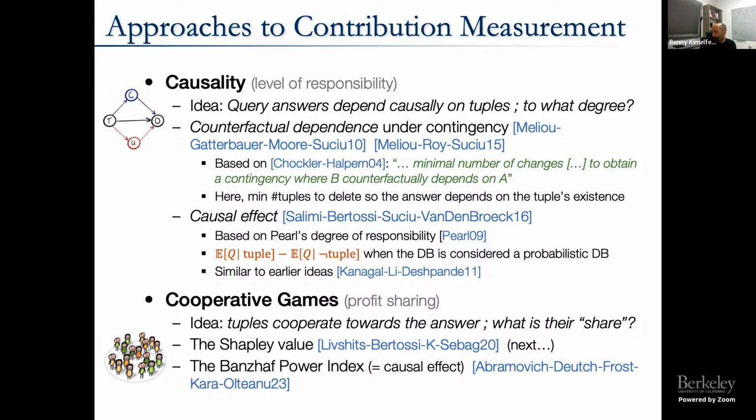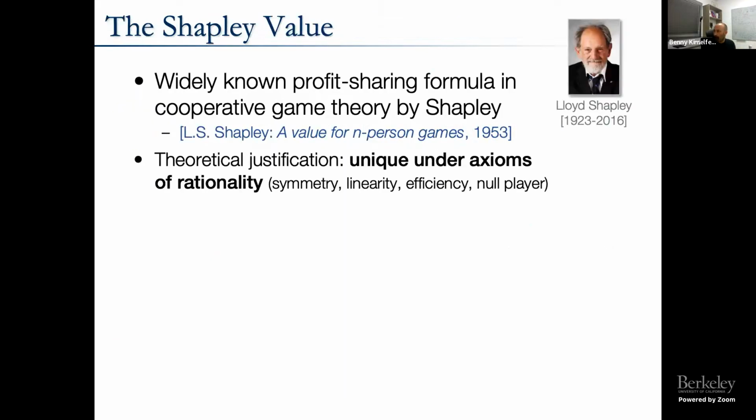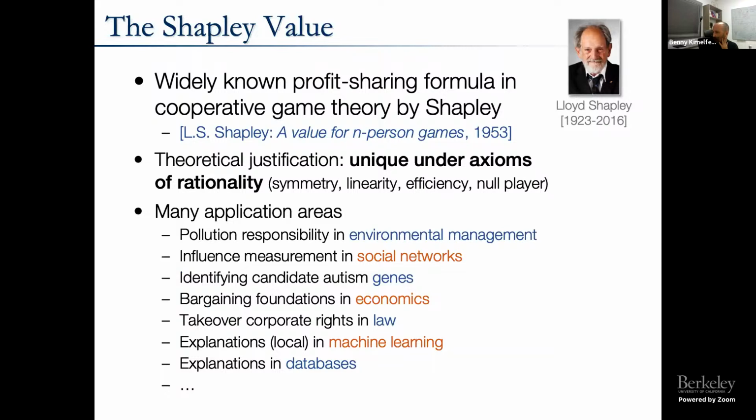Another one is the Banzhaf power index that was also studied very recently, and turns out to be the same as the causal effect that comes from causality. Okay, so Daniel mentioned the Shapley value. He mentioned the theoretical justification using the axioms, which I'm not going to explain again. And it is applied in many areas, including machine learning, as Daniel mentioned, and databases.